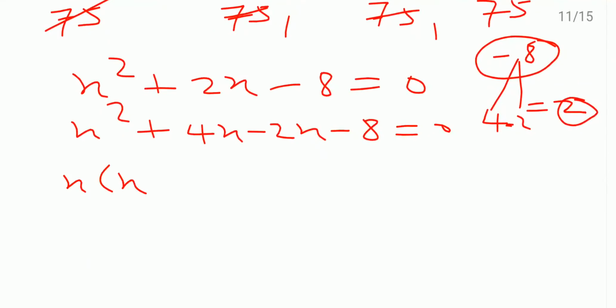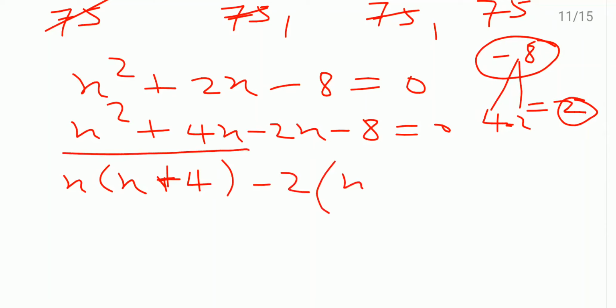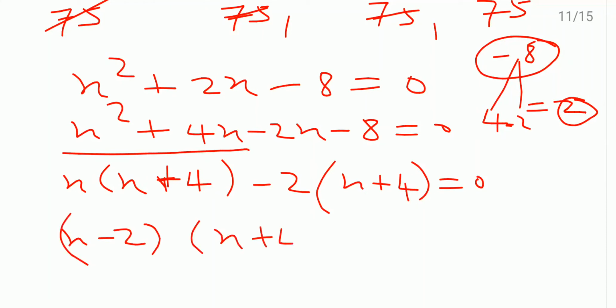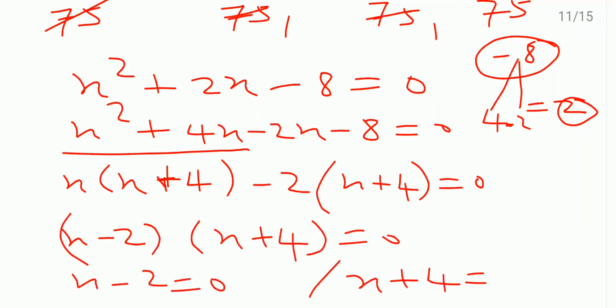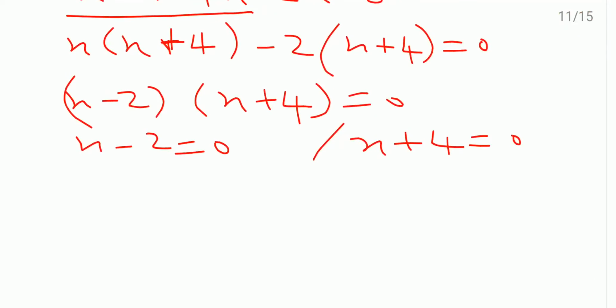So x plus 4, here x, right? From here I have taken x common. Minus 2 is common here. x plus 4, which is equal to 0. So x minus 2 in one bracket, x plus 4 in the other bracket. x minus 2 equal to 0. And here x plus 4, which is equal to 0. Now value of x is 2 and x is minus 4.